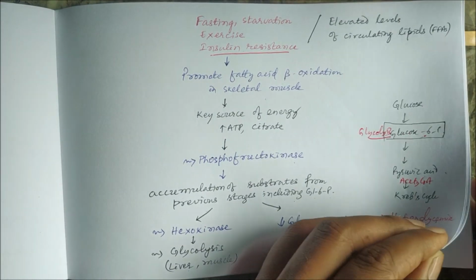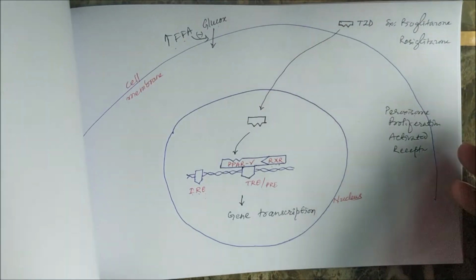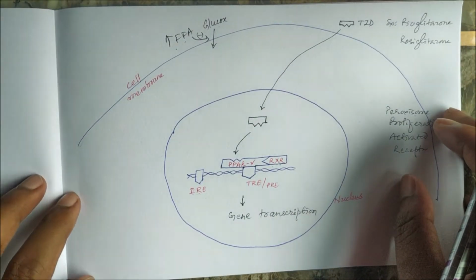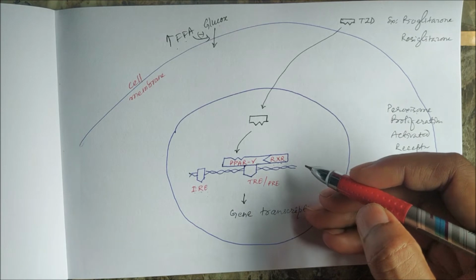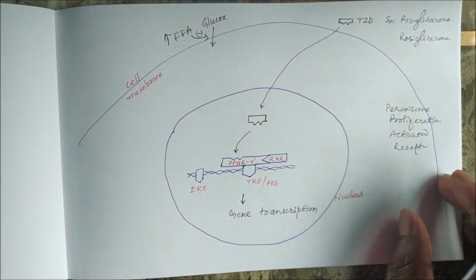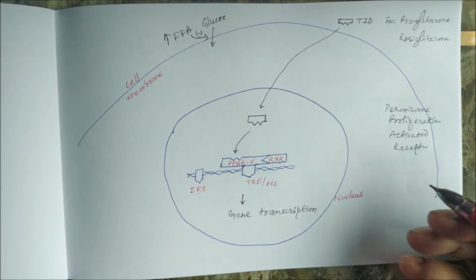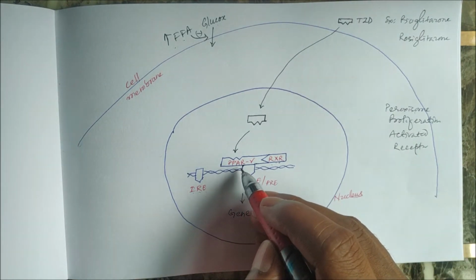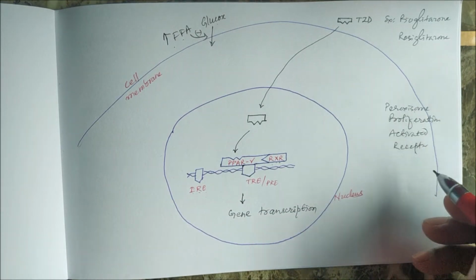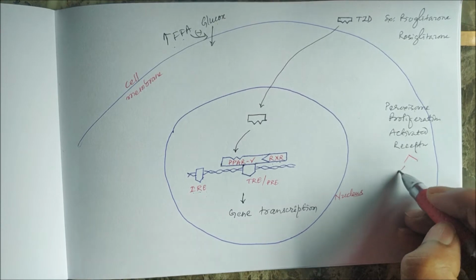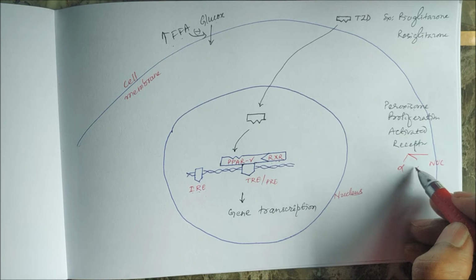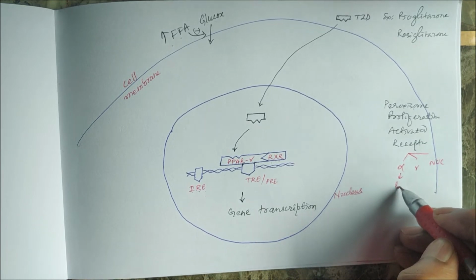So insulin resistance decreases the glucose uptake, and in that case there is another receptor which increases the sensitivity of insulin and does insulin-like action, that is PPAR gamma, peroxisome proliferator-activated receptor. It is of three types: alpha, gamma, and delta is another one.